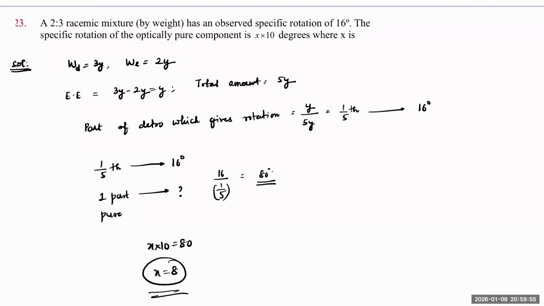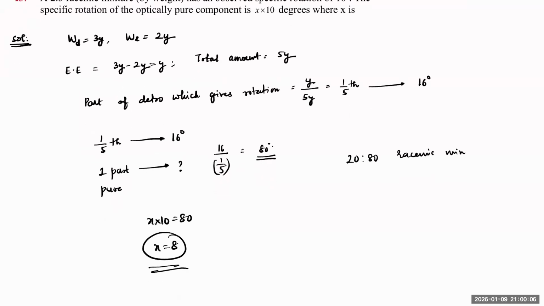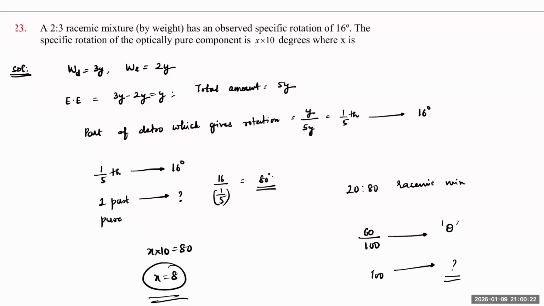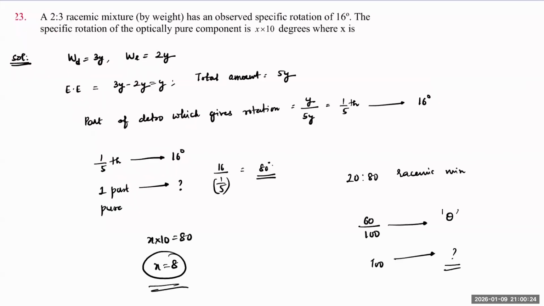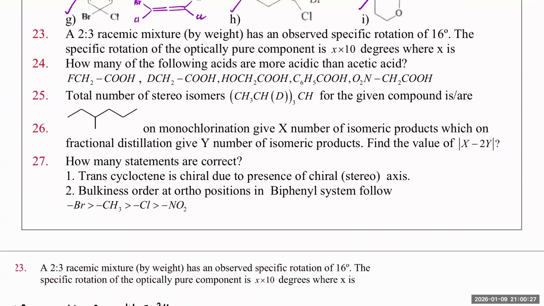See, the other way around, the questions can be framed in percentages. Sometimes it will be given like 20 is to 80 percentage of racemic mixture. Again, you do the same thing. So 60 divided by 100 is the part which will give you a certain amount of specific rotation. And if you take 100 parts of that, then how much will be the rotation? Clear, everyone? Right. Let's come to the next one.